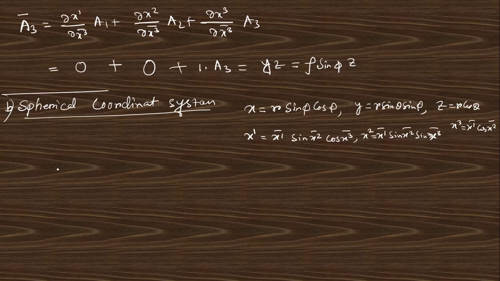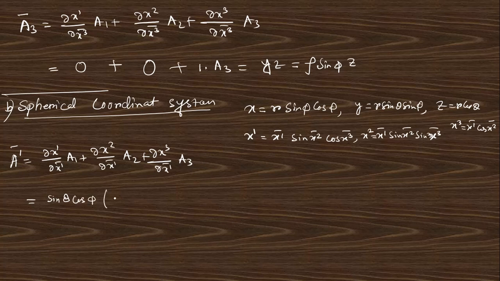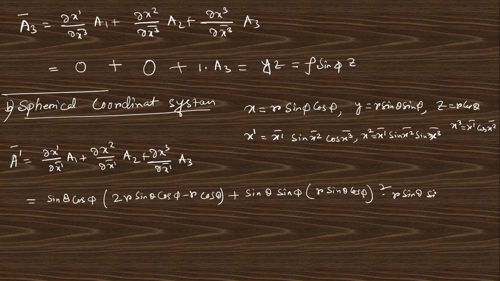Clear? So in the similar process you can find ā1 equals ∂x1/∂x̄1 a1 plus ∂x2/∂x̄1 a2 plus ∂x3/∂x̄1 a3. So if you put this value, this gives you sin of x̄2, meaning theta, cos phi, and this is 2x minus z, that is 2r sin theta cos phi minus r cos theta, plus this gives you sin theta sin phi into r sin theta cos phi whole square into r sin theta sin phi, and finally cos theta into r sin theta sin phi into r cos theta.